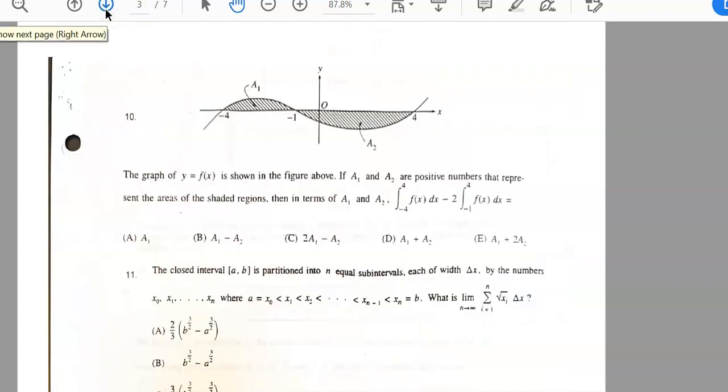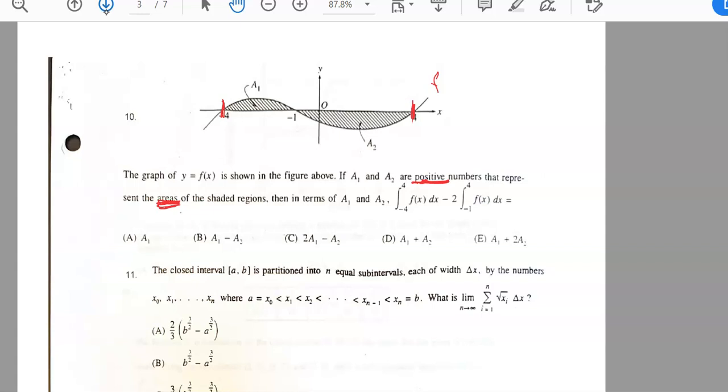All right, 10. The graph above is a function, f of x. It is shown in the figure. A sub 1 and A sub 2 are positive numbers that represent the area, so that's important. The reason they're telling you these are positive is because an area is always positive if we're talking area. Then it says, in terms of A sub 1 and A sub 2, what would we get if we integrate that function from negative 4 to 4? So if we go from here to here, what would that have to give us? And then we're going to subtract 2 times the integral from negative 1 to 4 with this. All right.